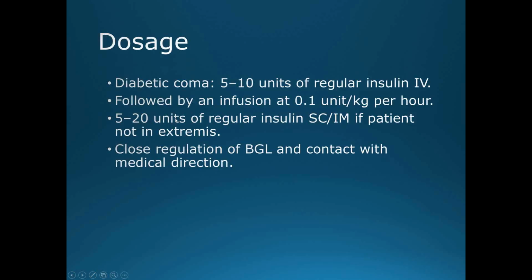We can give 5 to 20 units of regular insulin, subcutaneous or IM, if the patient is not in extreme danger. Obviously, subcutaneous is going to be a very slow onset. IM, a little faster than subcutaneous, but much slower than IV. But if they're not in extremes, we probably aren't going to be giving this in the field. Okay. Now, glucagon is a medication that we can give in the field, and oftentimes family members of diabetic patients have this on hand in case they get into a hypoglycemic crisis.